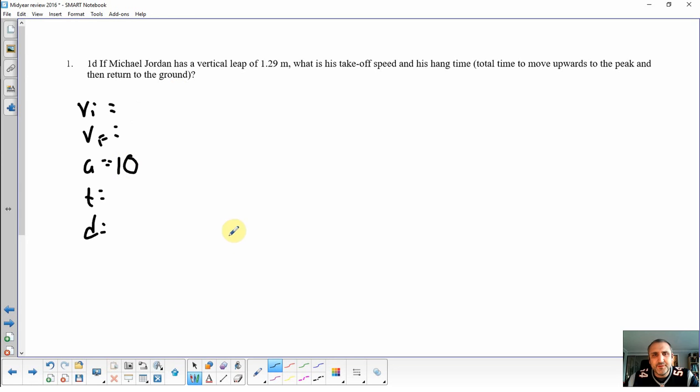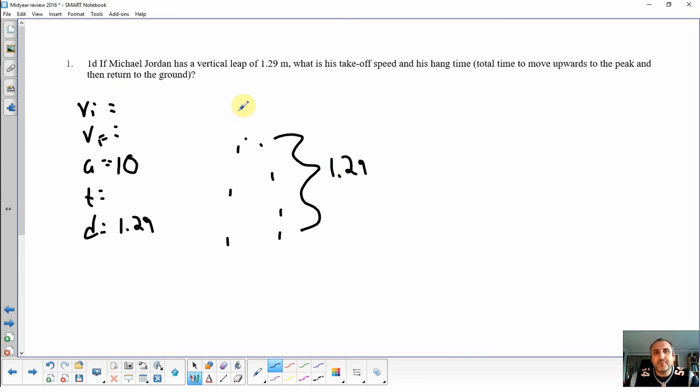And again, we're dealing with something going up and back down, and we know the height here is 1.29 meters, and he's jumping up. And we want to know his takeoff speed, and we know how fast he's going at the top after his 1.29 meters in the air. So we know his final velocity there is 0. He jumps up, slows down, stops, and then comes back down. We know whatever his initial velocity is enough to get him up there. So we can actually use just this information to figure out his initial velocity.